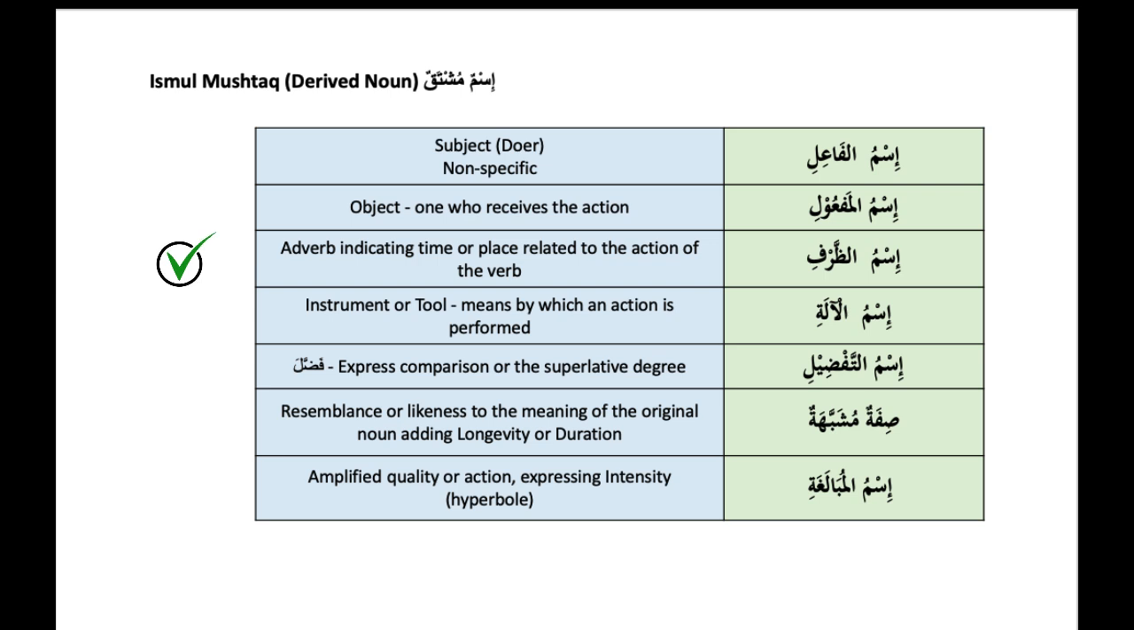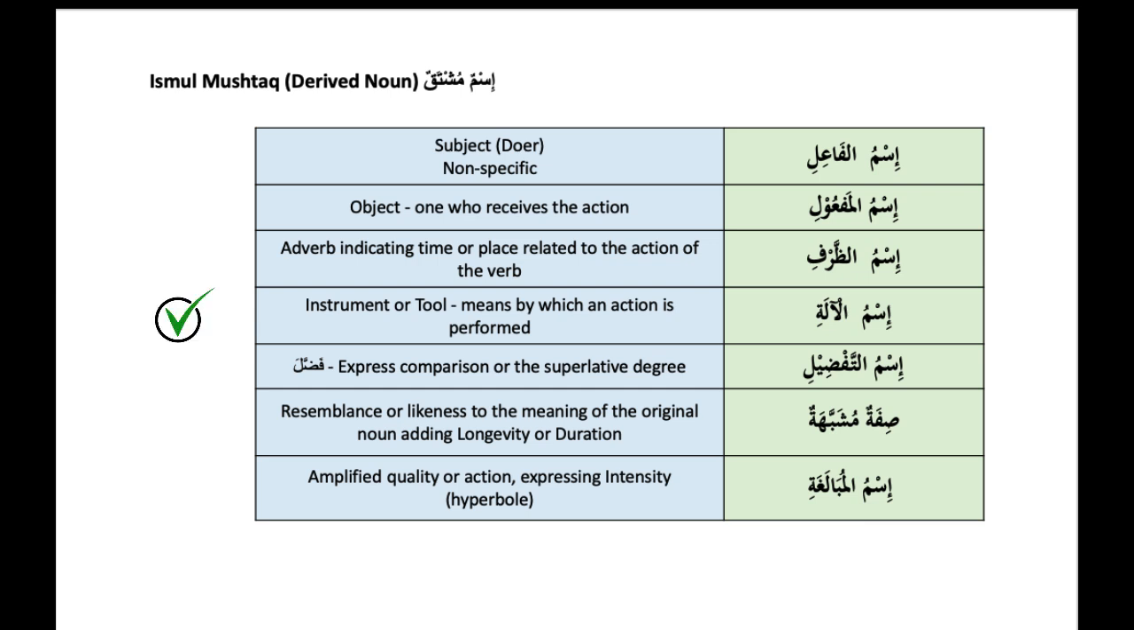Ismul Zarf, the ism of time and place. We are already familiar with that. Ismul Zarf is the 3rd type of Ismul Mushtaq. For example, Sayasla Naran Zata Lahab. Here, Sayasla, he entered to burn. Naran, where did he enter? Sayasla Naran, Naran is Ismul Zarf, the place.